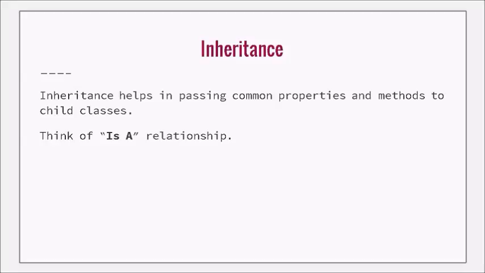You can think of it as an "is a" relationship, or an "is a type of" relationship, to understand it better. For example, dog is an animal. That means dog is inheriting the properties of the animal class. Car is a vehicle. That means car is going to inherit the properties of the vehicle class. And duck is a bird. That means ducks are going to inherit whatever properties are in the bird class, and so on.